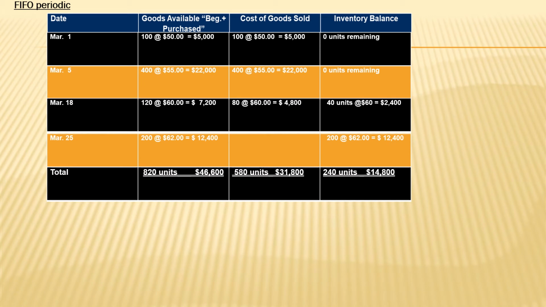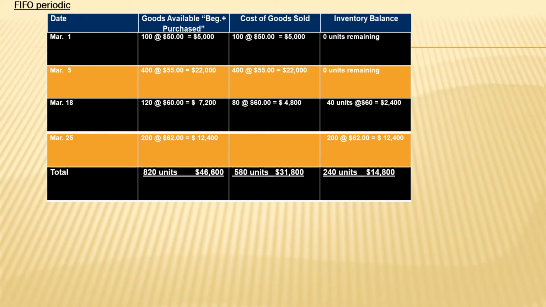We have the 820 units available for sale with their cost of $46,600. For the cost of goods sold, I sold 580 units. I will just add all these three numbers in the column of cost of goods sold to have the cost of goods sold total $31,800. And for the ending inventory, I just add these last two columns, the 2,400 and the 12,400, to have $14,800 of ending inventory for the 240 units remaining.